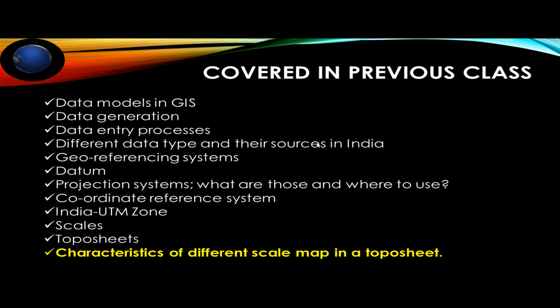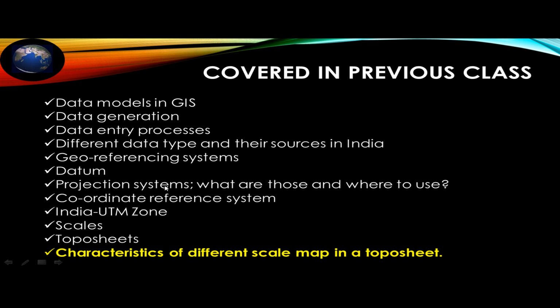And what are the types of projection systems? Where will I use cylindrical, Lambert conic or azimuthal? Which kind of projection system can be used depends on what we are willing to preserve, like area, or shape, or line, or direction. So it is selected based upon what entity we are willing to preserve.